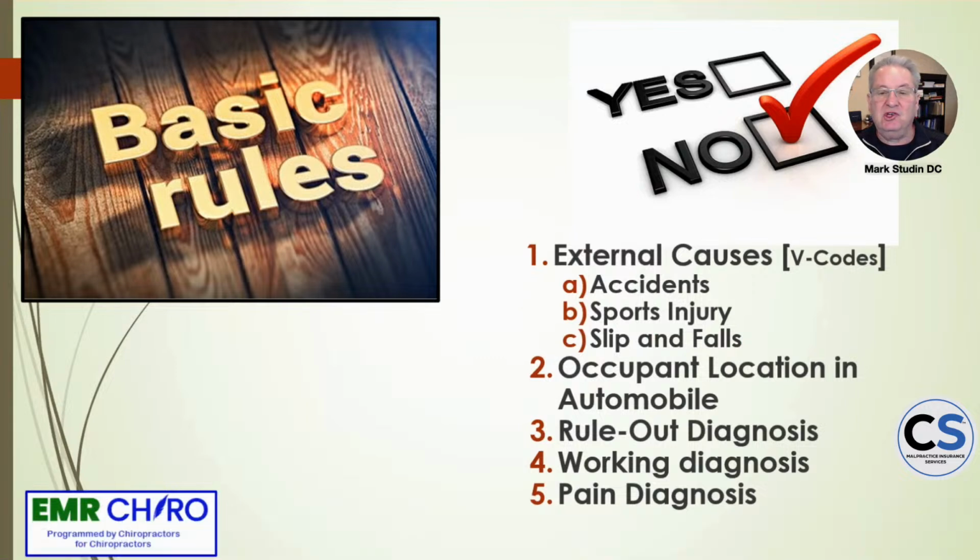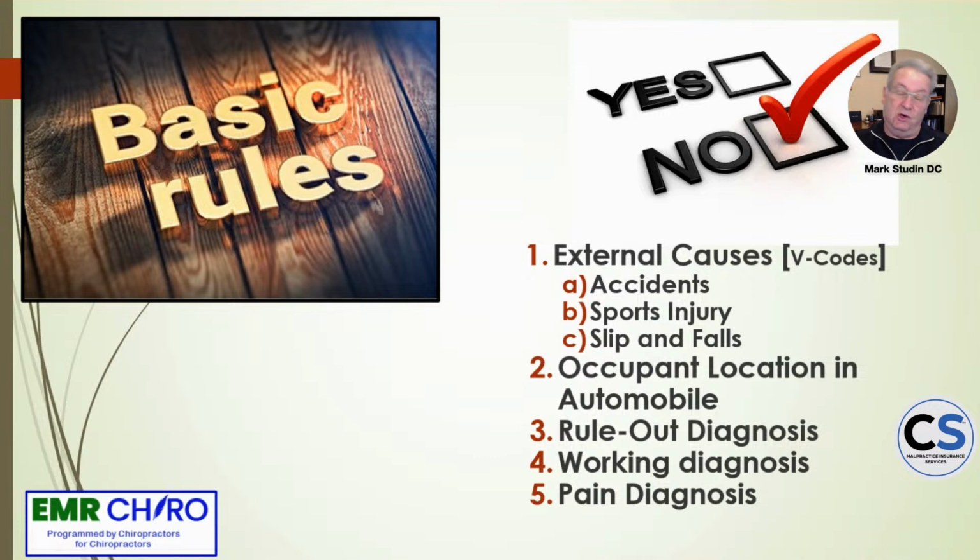So here are the things you don't do. You don't put in V codes, external causes, occupant location in the automobile, or on the ball field or whatever. You don't put any of those things. It's written in your report. You never, ever use a roulette diagnosis.